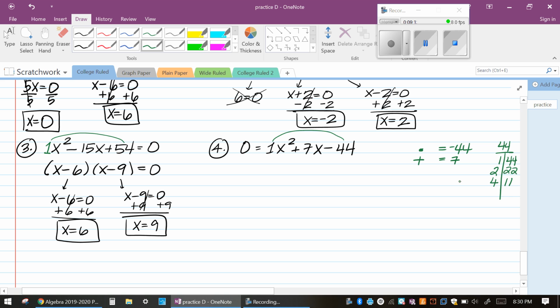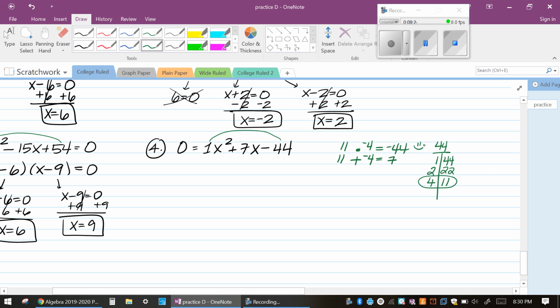I need two numbers that either add or subtract to get 7. 11 minus 4 is 7. So 11 and negative 4. Check to make sure that the multiplication works. Does 11 times negative 4 give you negative 44? Yep. Does 11 plus negative 4 give you 7? Yes. I can use the shortcut for factoring. So it'd be x plus 11 and x minus 4. So it's a positive 11 and a negative 4 in factored form in the parentheses.